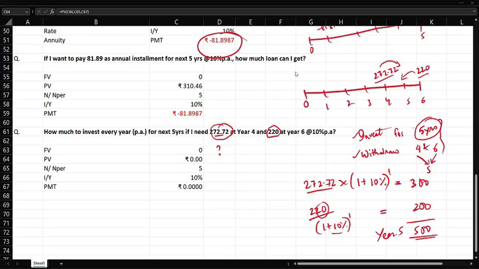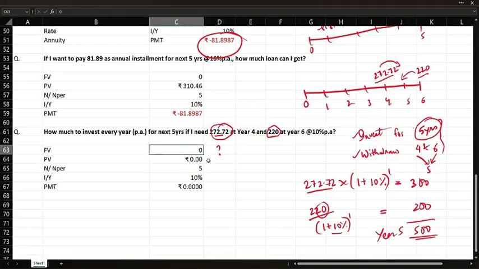So now the question is very simple. I need 500 at the end of the fifth year, with no investment as of today. The number of periods is this, the rate is 10%. Now I'll simply use the PMT formula: specify the rate, the number of periods, the present value, which is 0, and the future value, and I get the final answer.